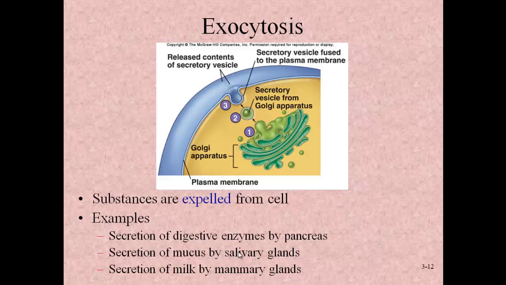Mucus from salivary glands, same thing. The mucus leaves the cells of the salivary glands and enters the oral cavity where it does its work. And the secretion of milk by mammary glands. That milk travels down the ducts and is released when baby starts to suckle. All examples of exocytosis, where you're moving substances out of the cell in small membrane-bound vesicles.